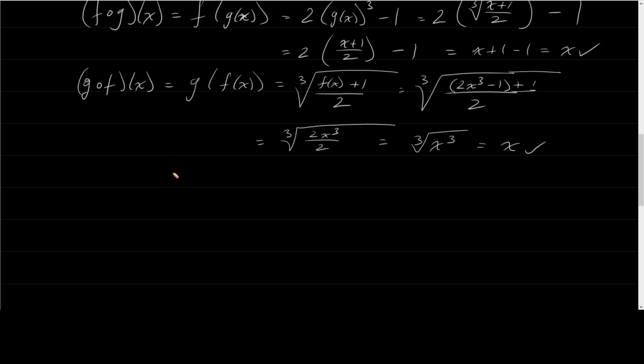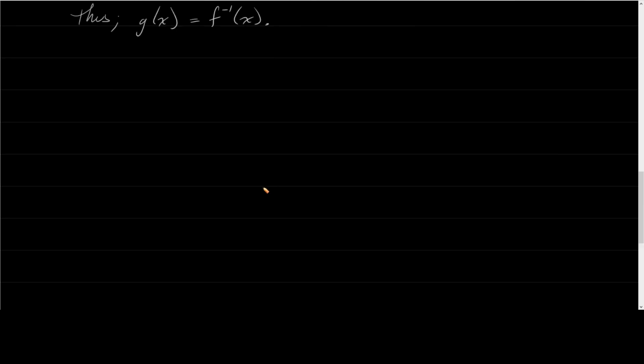All right, so what we can say here is thus g of x is f inverse. All right, now that was verifying the two functions are inverses of each other. Now let's look at them on the graph in general.